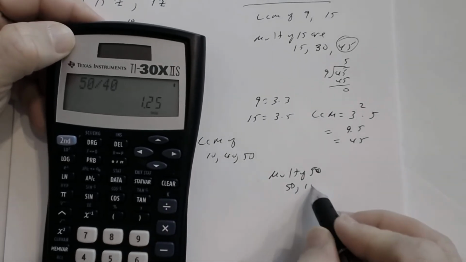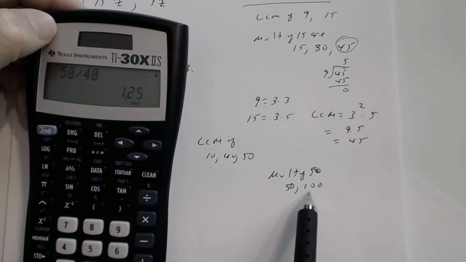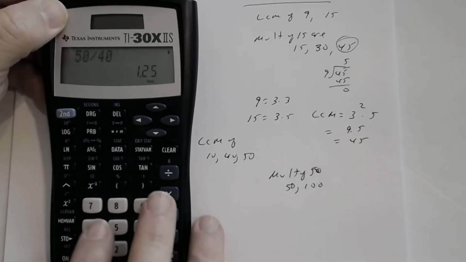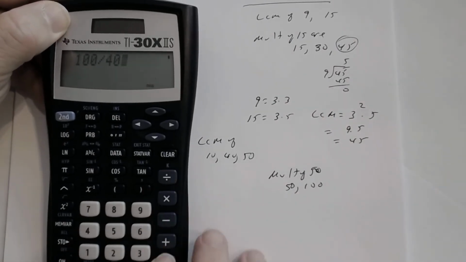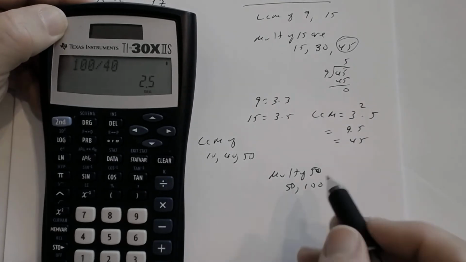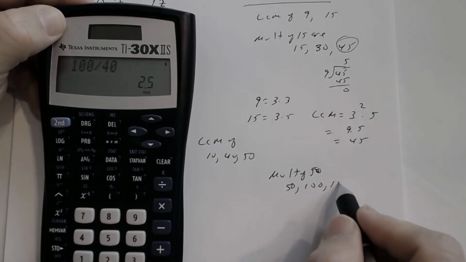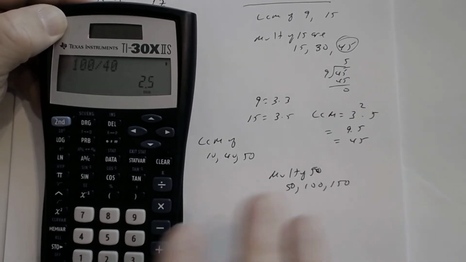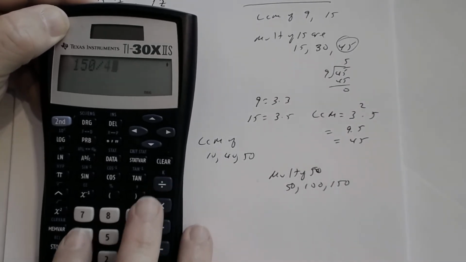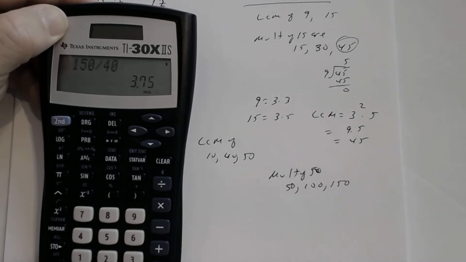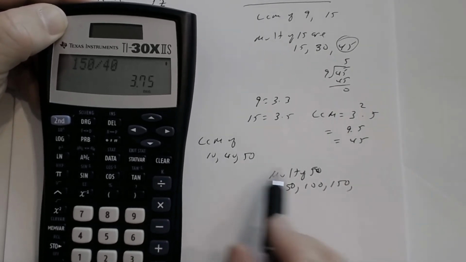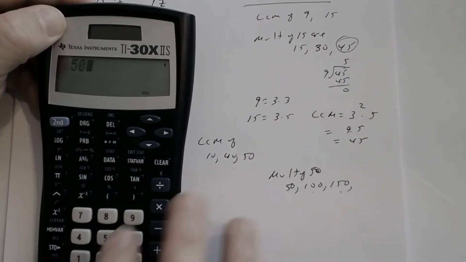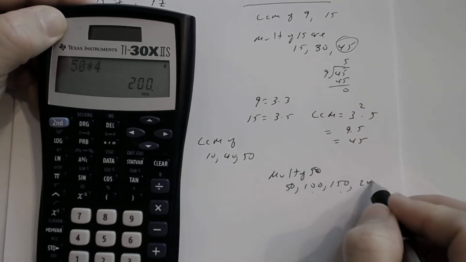The next multiple of 50 is 100. 10 goes into 100 evenly, because 10 times 10 is 100, but 40 doesn't go into 100 evenly, because 100 divided by 40 is this decimal. The next multiple of 50, 50 times 3, is 150. 10 goes into 150 evenly, but does 40 go into 150 evenly? Nope, you get a decimal. The next multiple of 50 is 50 times 4. So 50 times 1, 50 times 2, 50 times 3, 50 times 4 is 200.